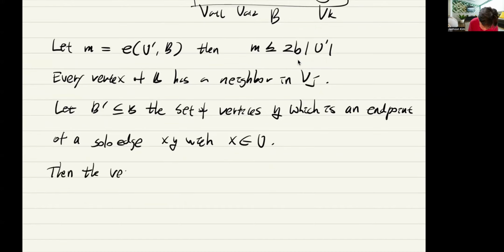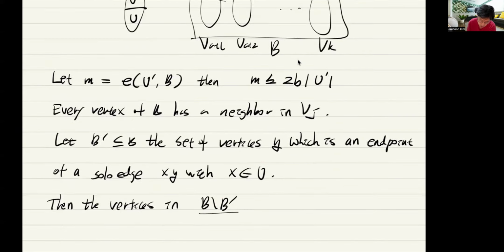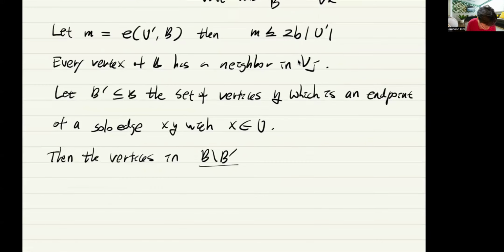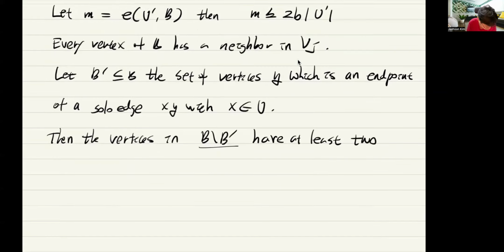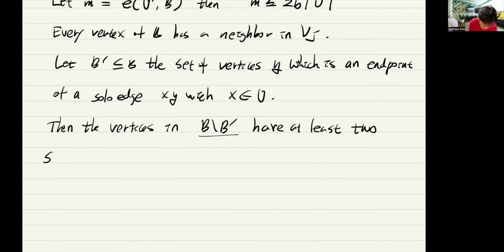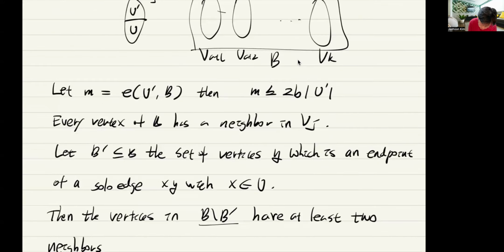Then the vertices in B minus B prime: we know that all vertices in B have at least one neighbor in Bj. But it's not in B prime, which means that edge is not a solo edge. So it's sending another edge. So this has at least two neighbors, and those two neighbors are all in U prime because this is not a solo edge.